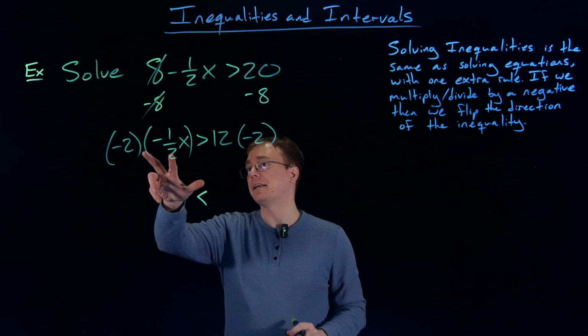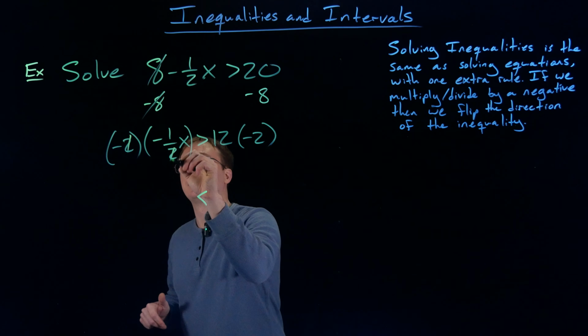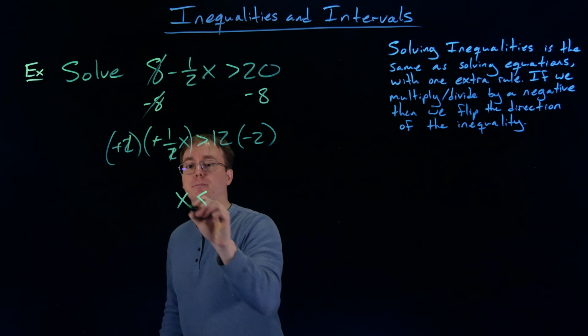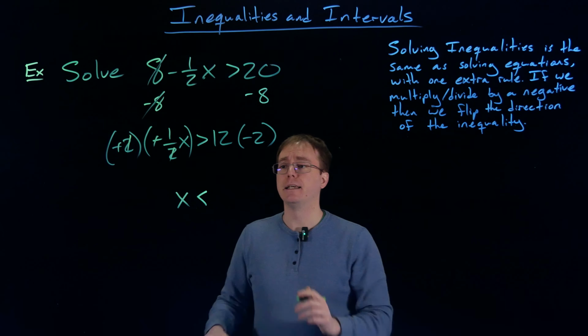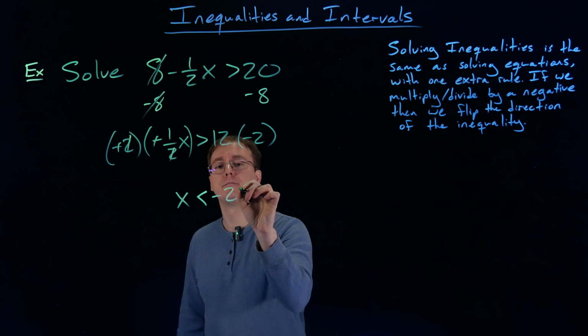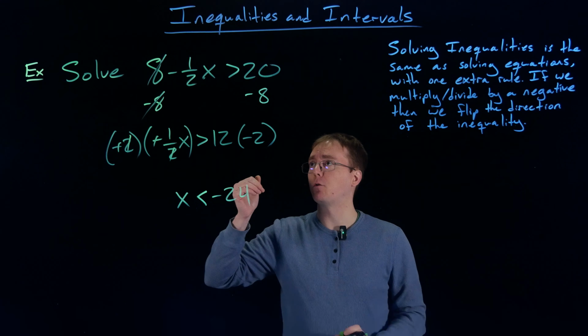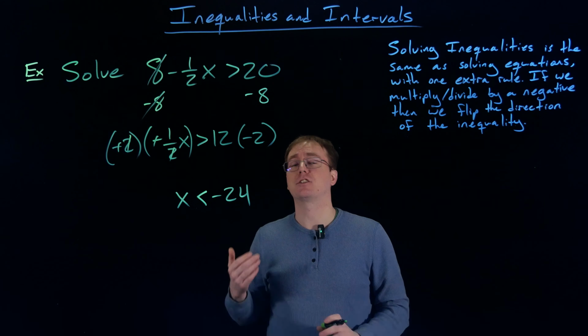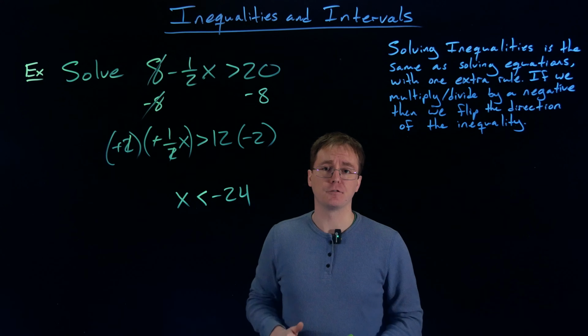And so now let's go ahead and look at the new left and right hand sides of our inequality. If we multiply negative 1/2 x by negative 2, the negatives cancel and the factors of 2 cancel, and we're left with just positive x. And then on the right hand side, 12 times negative 2 is negative 24. And so the solution to our original inequality, 8 minus 1/2 of x greater than 20, is going to occur whenever x is less than negative 24.